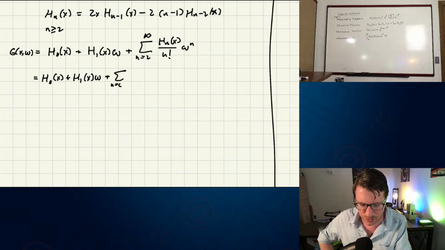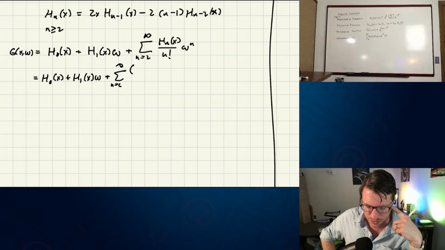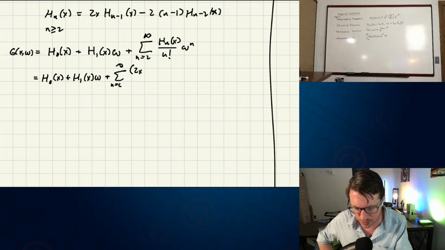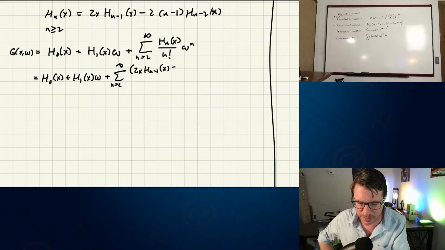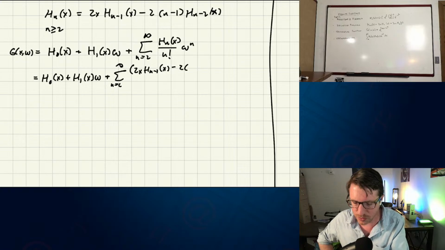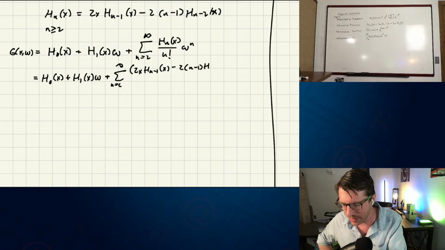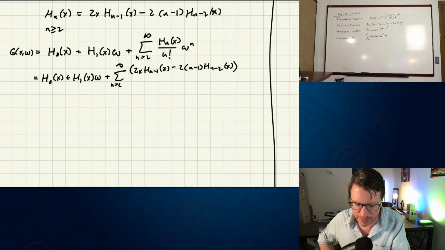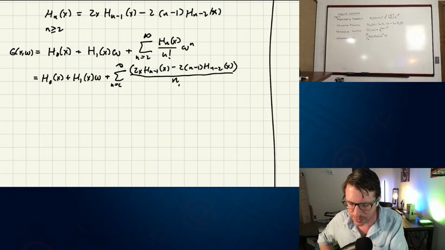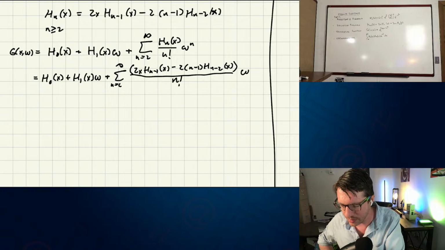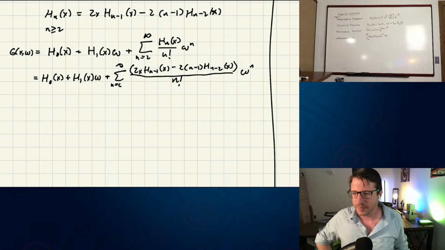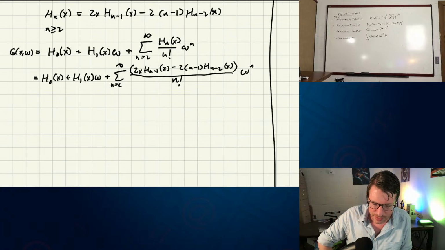Okay, and so we end up having this h_0(x) plus h_1(x) w plus the sum n equals 2 to infinity of, now let's go ahead and replace it in our formula. So we have, say, 2x h_{n-1}(x) minus 2 times (n minus 1) h_{n-2}(x), all of this divided by n factorial, then w to the n. Okay, and let's see.